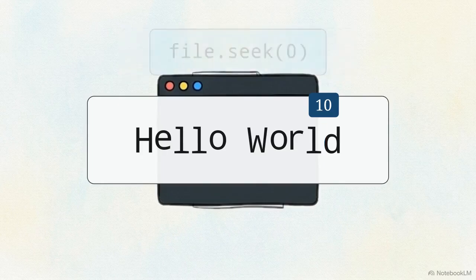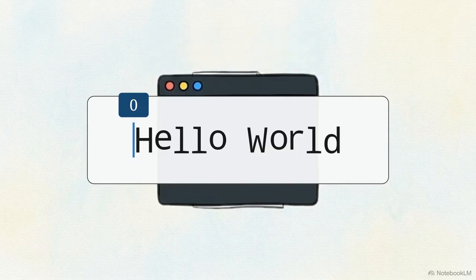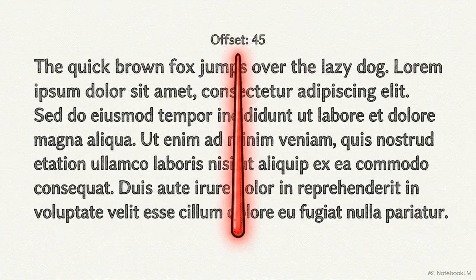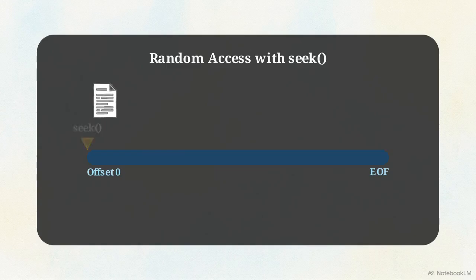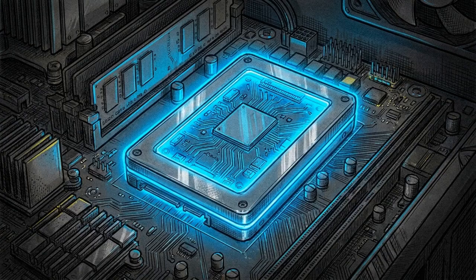To reread that data, we use the seek(0) command. This snaps the cursor back to the starting byte, allowing us to process the same information again. These functions give you random access to your data, allowing your program to jump to specific points in a file without reading it from the beginning every time. This 15-line script provides a complete cycle, creating a file, writing data, reading it back, and navigating to specific byte positions. Your code now has persistent memory that survives even after the computer is turned off.